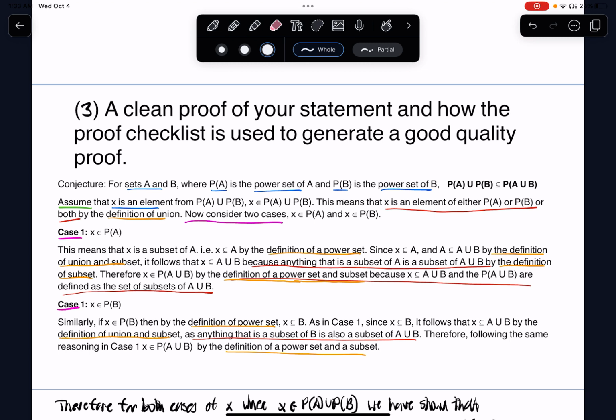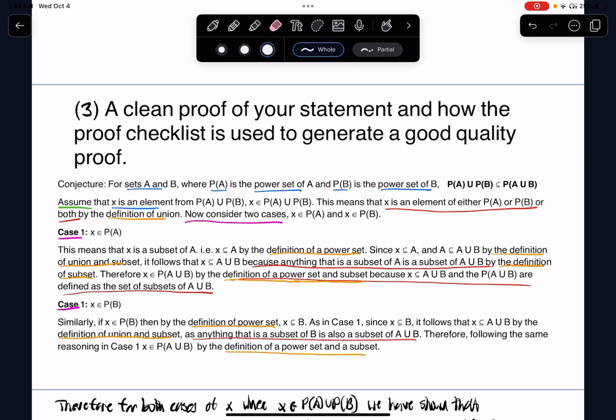This means that X is an element of either the power set of A or the power set of B, or both, by definition of union. Now I consider the two cases: where X is an element of the power set of A, and where X is an element of the power set of B. In case 1, X is an element of the power set of A.